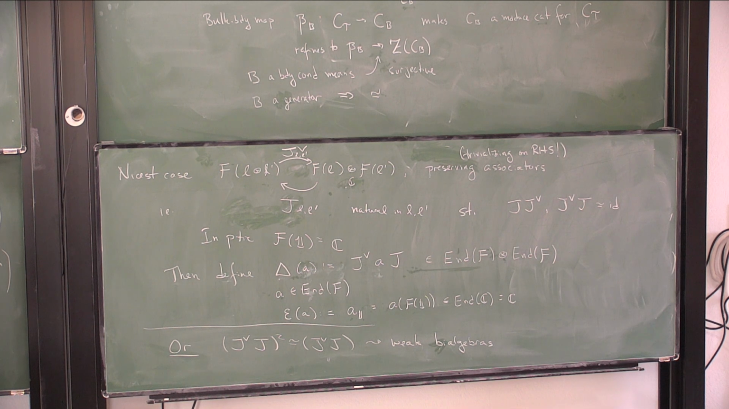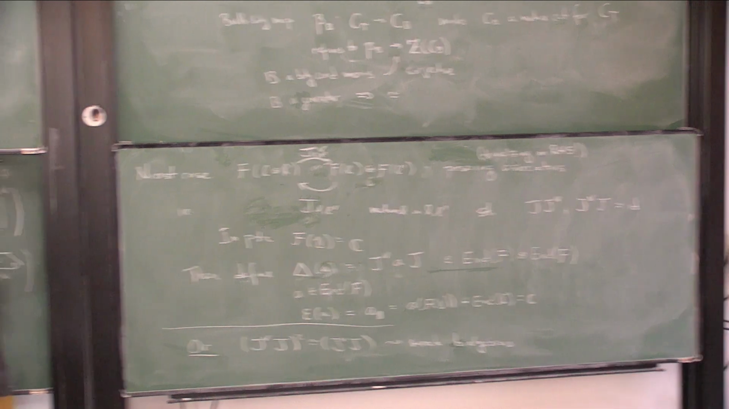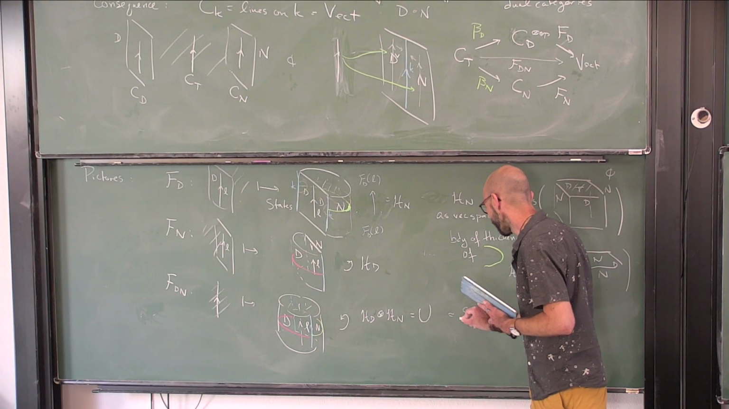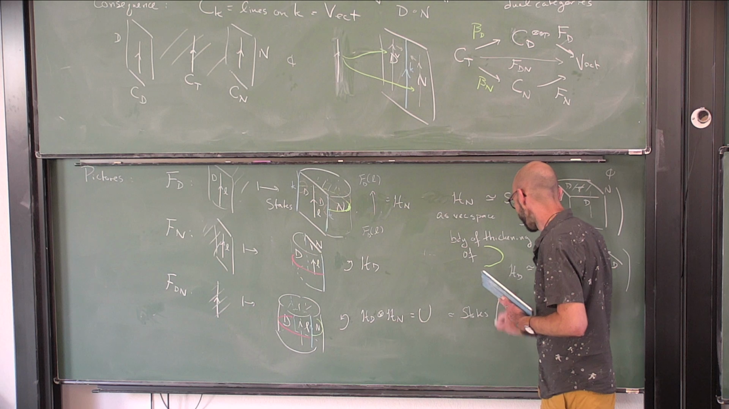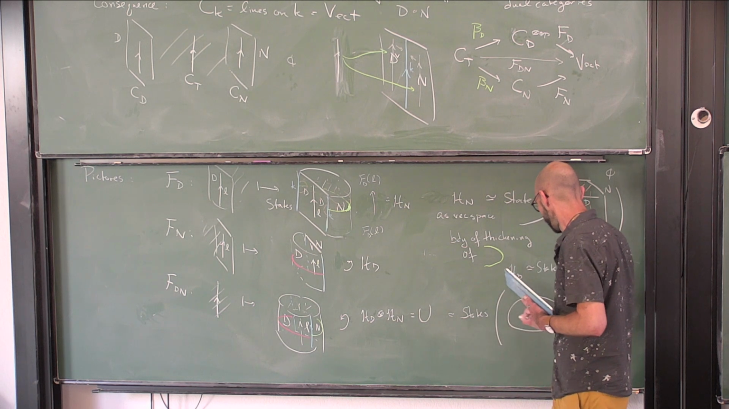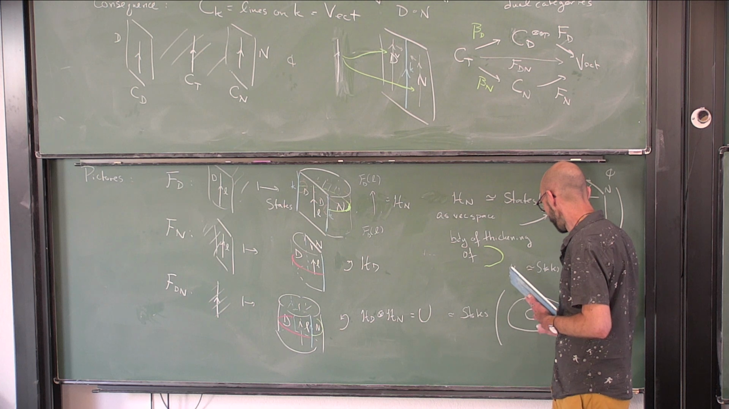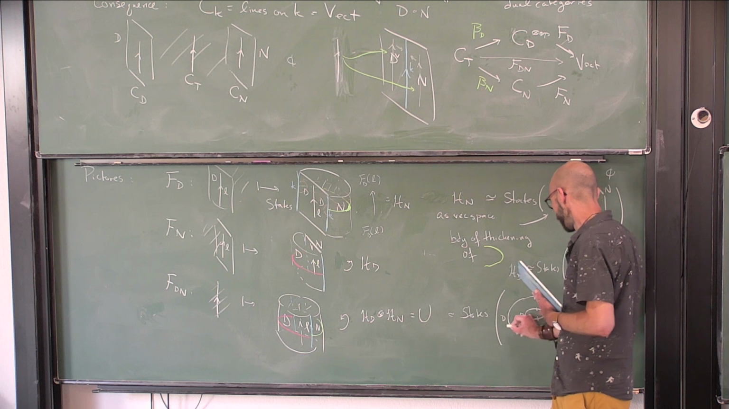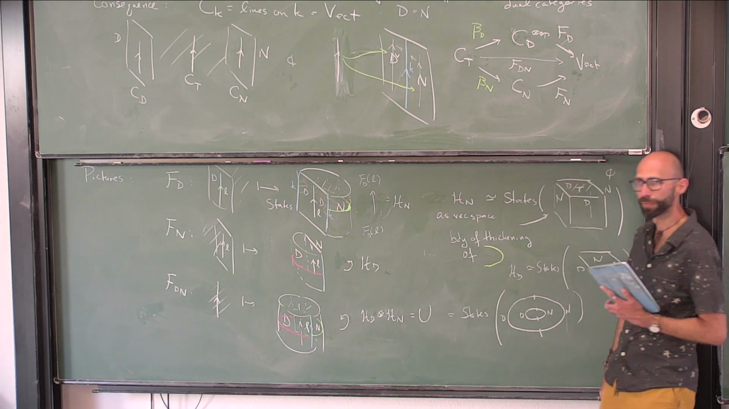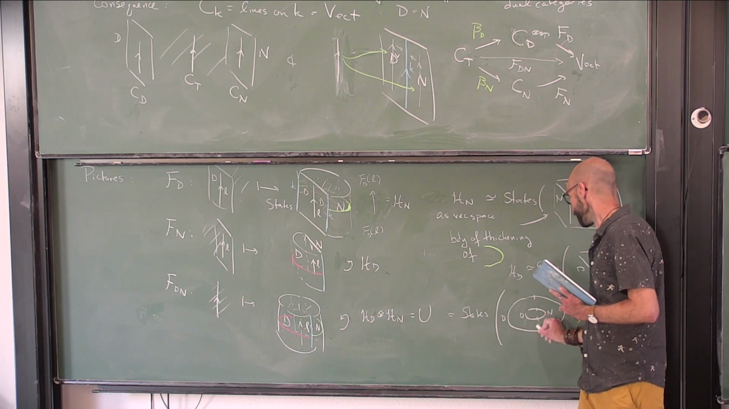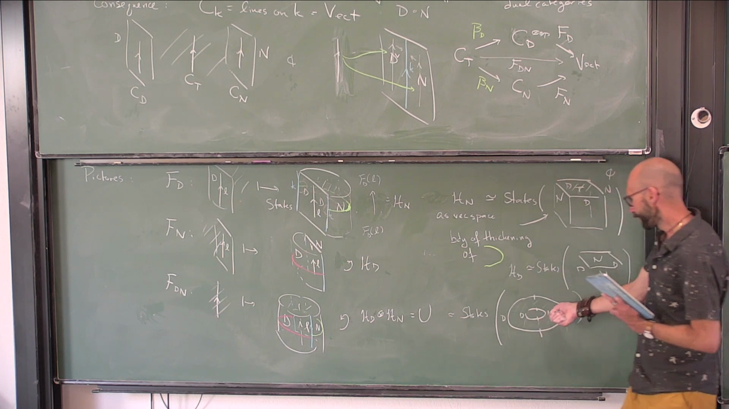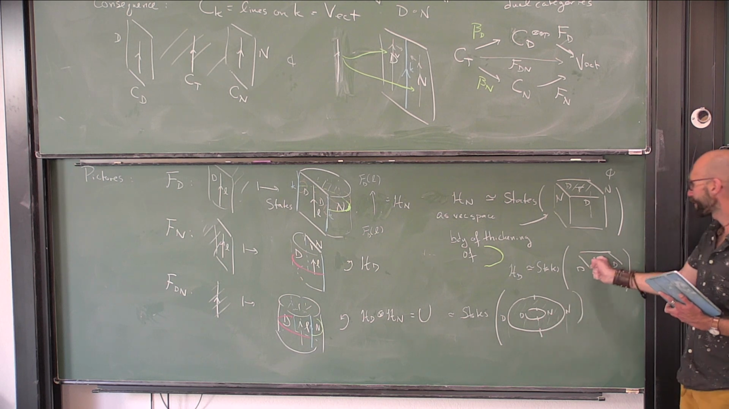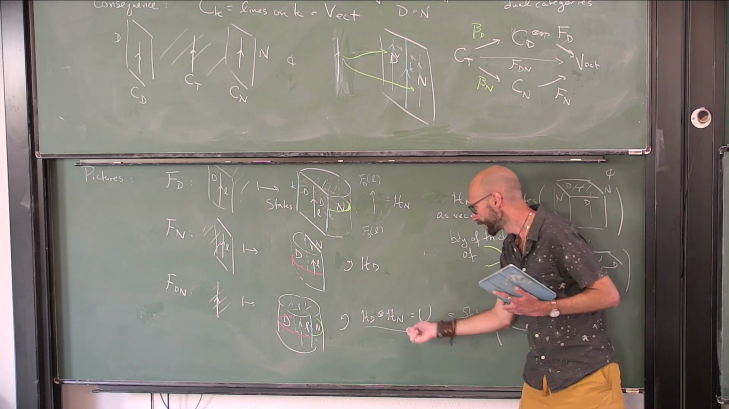And the endomorphisms of the bulk fiber functor end up looking like states on an annulus, with 2 D boundaries and 2 N boundaries. And you can use transversality to cut the annulus into 2 rectangles, which is where this comes from.